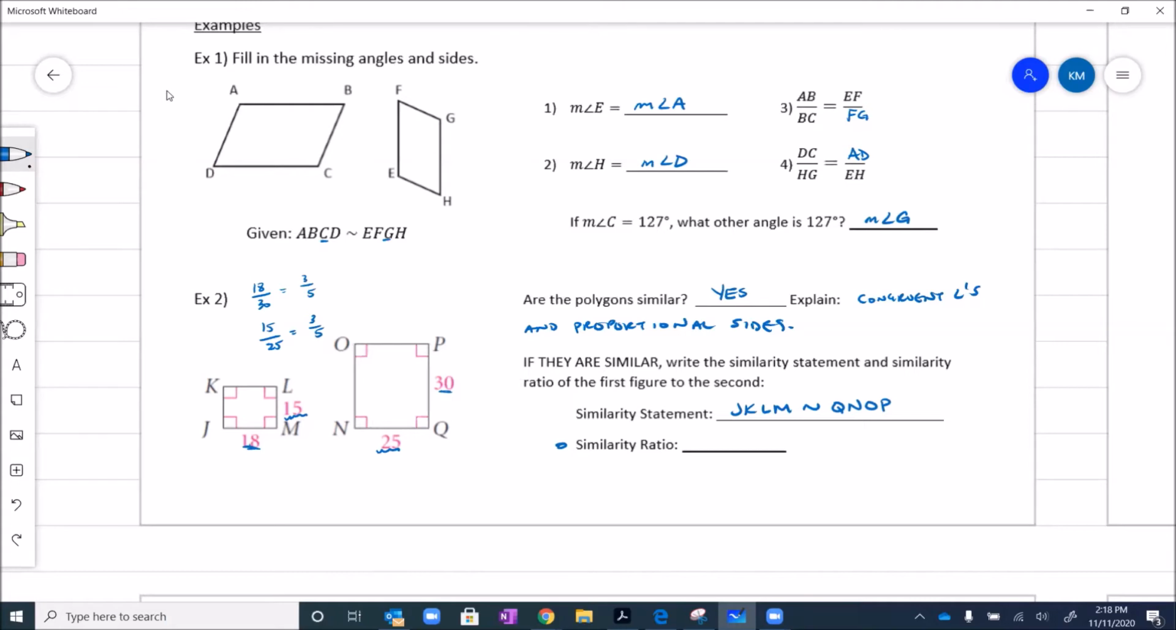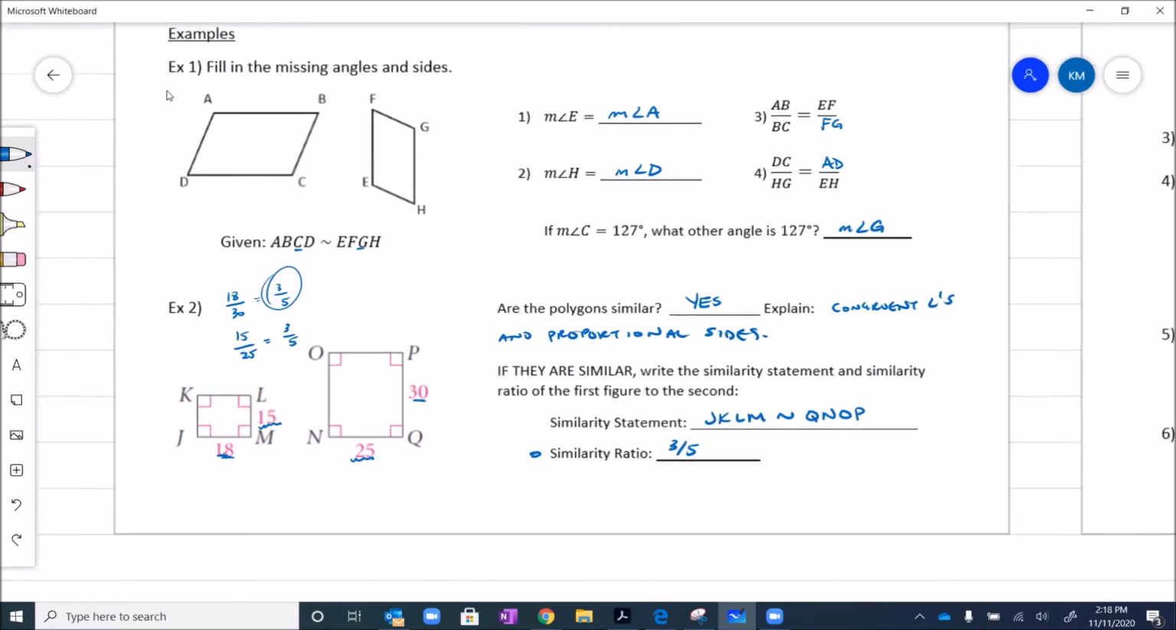What is my similarity ratio? Well, we really already had to find that in order to say if they're similar or not. We want to make sure our similarity ratio or their corresponding parts reduce down to the same value. This value is the ratio. 3/5, since we went from the first figure to the second figure. First figure 3, second figure 5. So there we go.